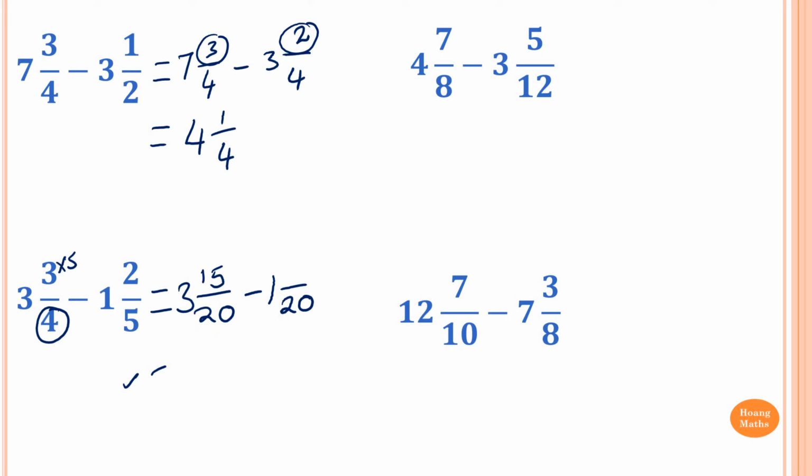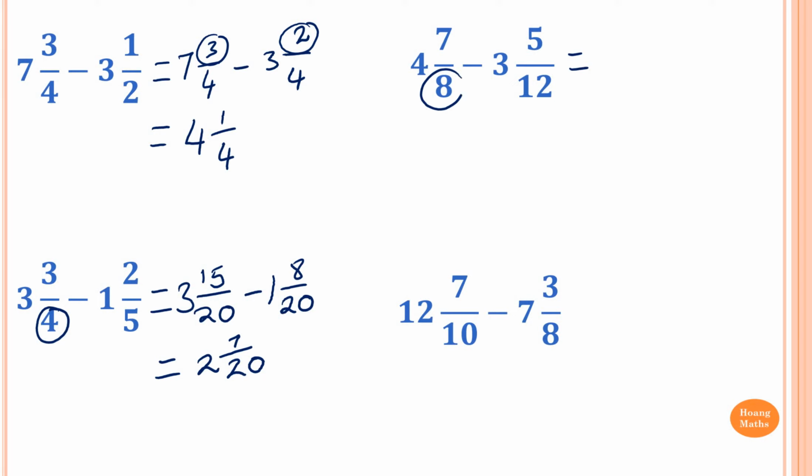And then the next one, you times this by 4, so the top is times by 4 as well. That gives me 8. Now 3 minus 1 is equal to 2. 15 minus 8: 10 minus 8 is 2, add 5 is 7. So 2 and 7/20.